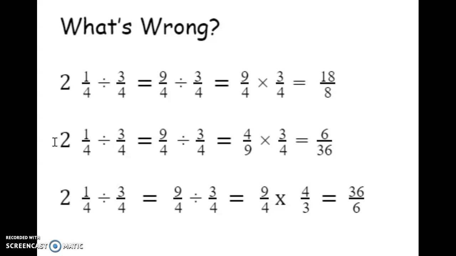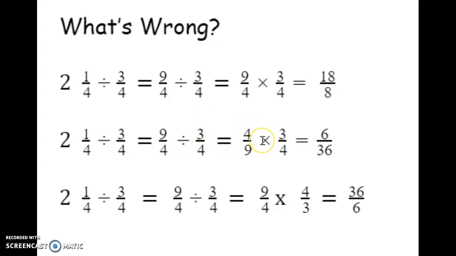Let's see what this student did. 2 and 1/4 divided by 3/4. 2 and 1/4 becomes 9/4. That looks okay. Divided by stayed divided by, and 3/4 stayed 3/4. That looked fine for our first step. Let's take a look at the second step of the problem. 9/4 became 4/9. What did this student do? It looked like this student took the reciprocal of the first term when they should have been taking it from the second term. So right away we know that that student did something wrong.